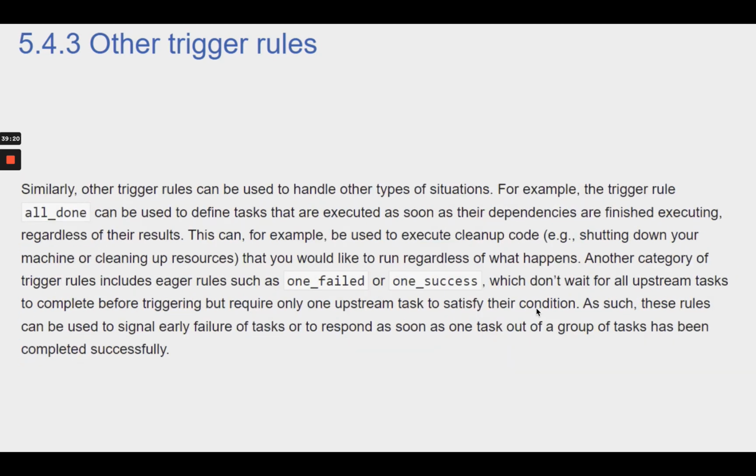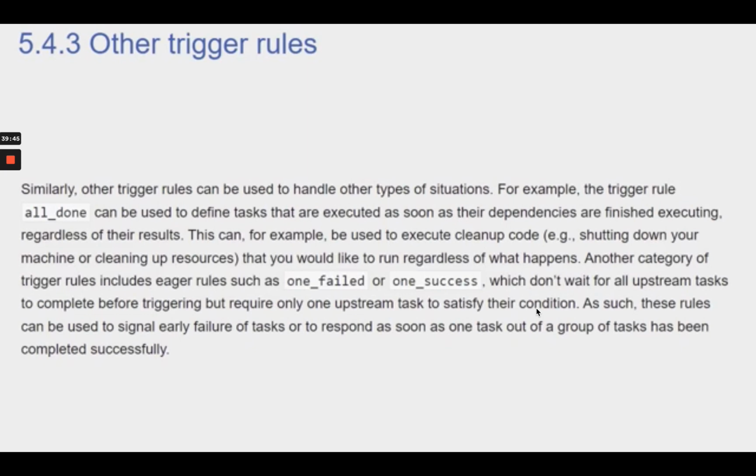Similarly, other trigger rules can be used to handle other types of situations. For example, the trigger rule all_done can be used to define tasks that are executed as soon as their dependencies are finished executing, regardless of the results. This can, for example, be used to execute cleanup code. For example, shutting down your machine or cleaning up resources that you would like to run regardless of what happens.